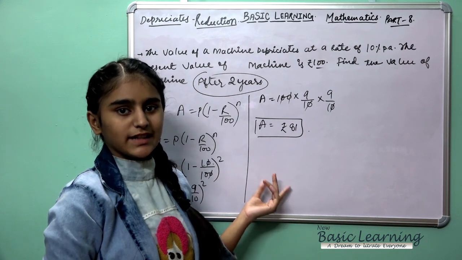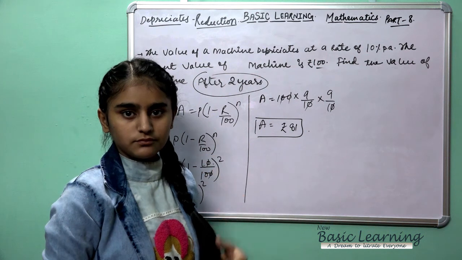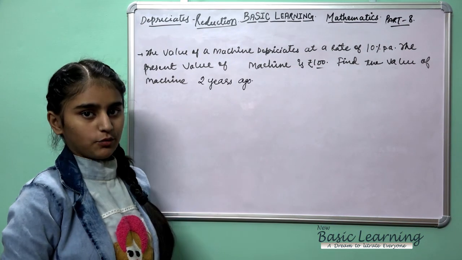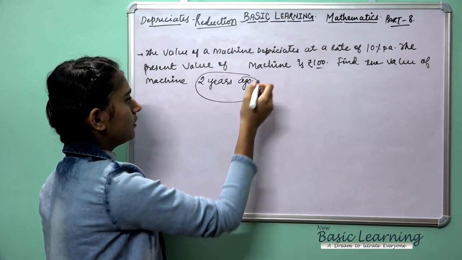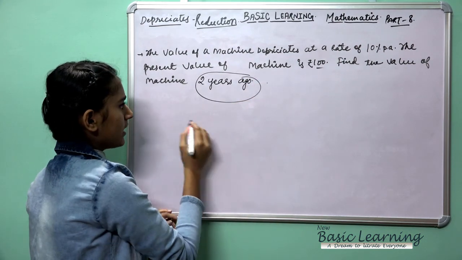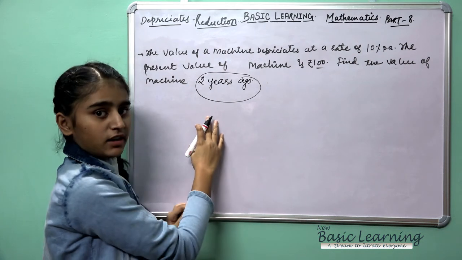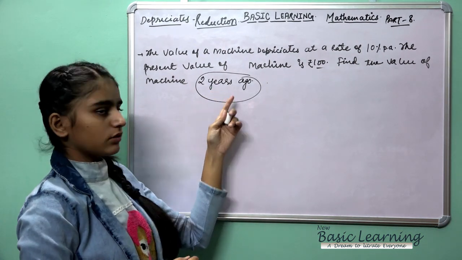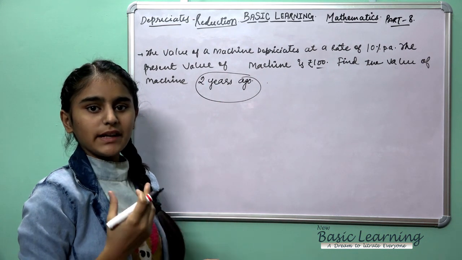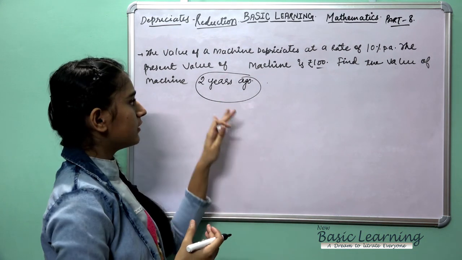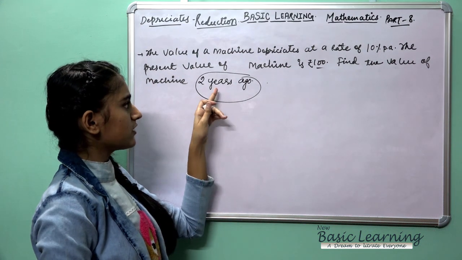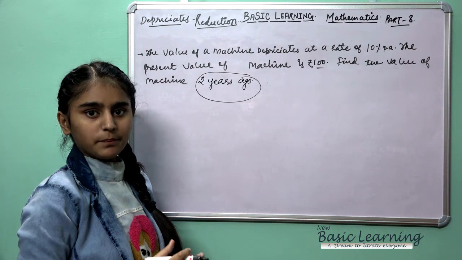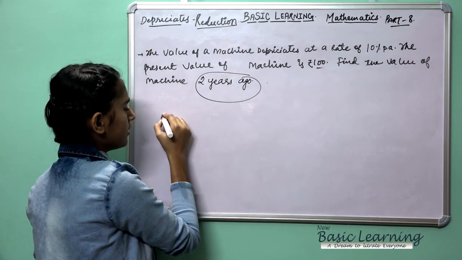Now I will take the second part, that is 2 years ago. The formula will be the same, but now we have to find the principal. I told you, when in the question it is 2 years ago, the present value given to you is taken as amount, and when it is asked 2 years ago, before, then you need to calculate the principal.